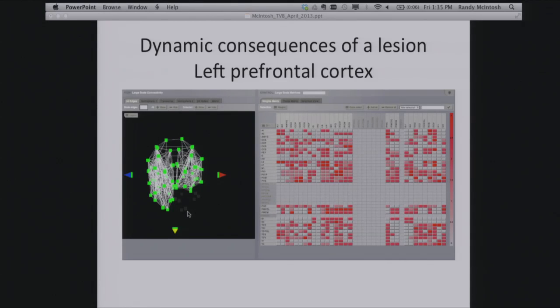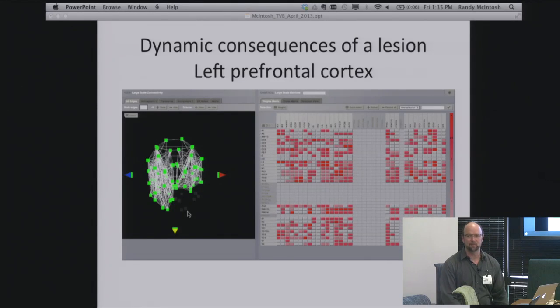Seldom are lesions that clean in reality, but this is just to give you an example of what you can do in the system. Obviously, if you can read in data, you could put in a reasonable lesion, which I'll show you in a second.